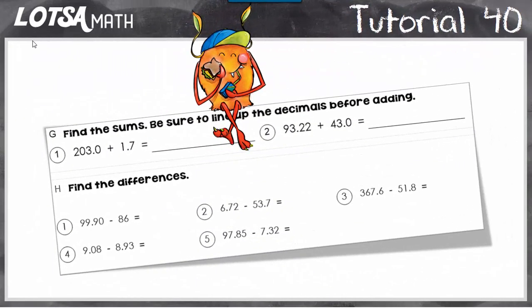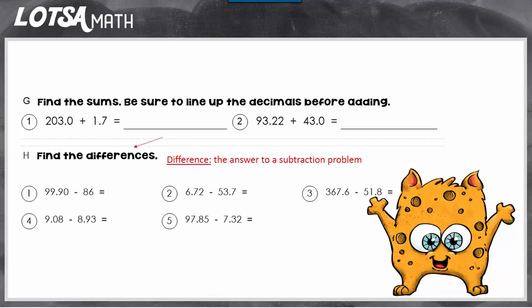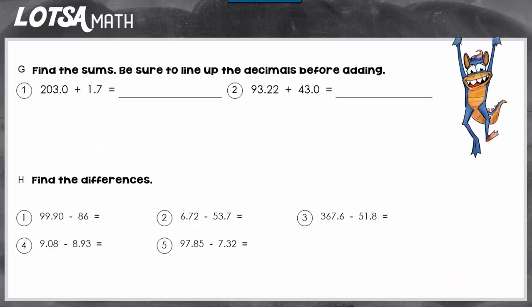For these types of problems, we're going to find sums and differences with numbers that have decimal values. Remember, a sum is just the answer to an addition problem, and a difference is the answer to a subtraction problem. So let's look at some examples.